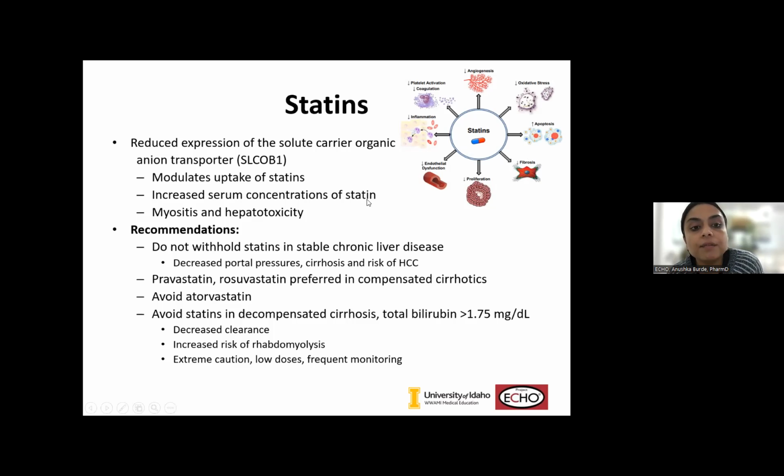However, in decompensated cirrhosis, there is reduced expression of a transporter called the solute carrier organic anion transporter, or SLCO1B1. In these patients who have decompensated cirrhosis, because the levels of this transporter are low, and this transporter is responsible for the uptake of statins, there are increased serum concentrations of the statins because of reduced expression of that transporter, which could potentially result in rhabdomyolysis or hepatotoxicity.